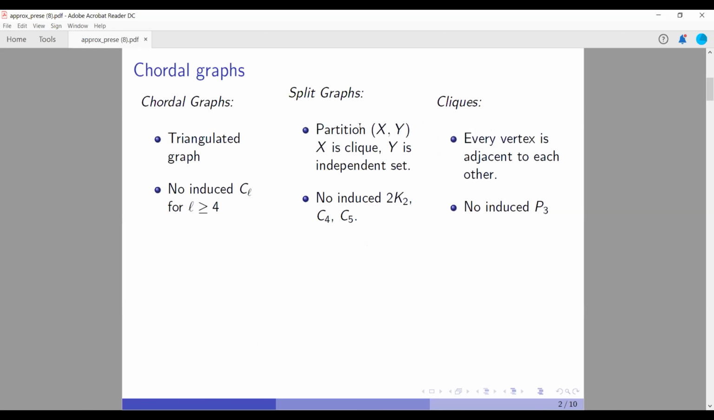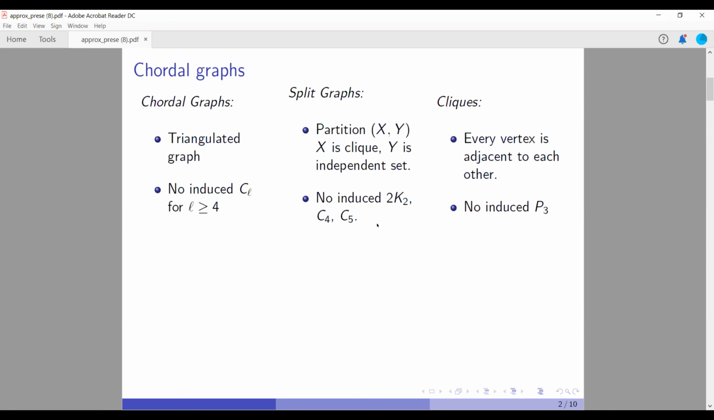Another subclass of chordal graphs is split graphs, and cliques are a subclass of split graphs. A split graph is a graph where the vertices can be partitioned into two sets, X and Y, such that X is a clique and Y is an independent set. It can also be defined as a graph that does not have an induced 2K2, a cycle of length 4, and a cycle of length 5. A 2K2 is a graph on 4 vertices with 2 disjoint edges.